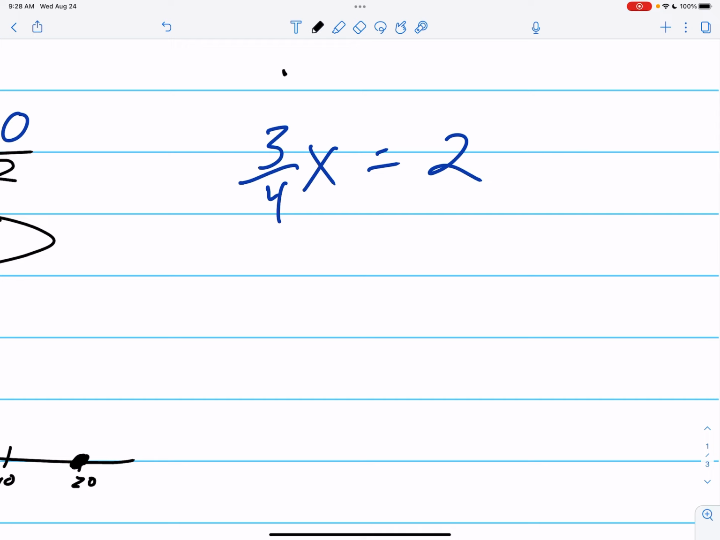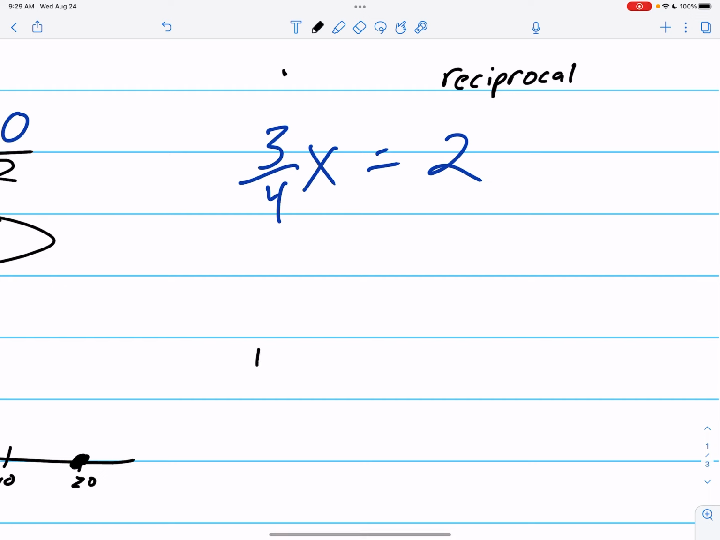Let's look at this one. This one can be as hard as you want it to be. I see that 3/4, and I immediately know what to do with it, but that's because I understand how to use the reciprocal. The reciprocal is just flipping over a fraction. That's it. That is the multiplicative inverse. If I multiply a number by its multiplicative inverse, I get 1.